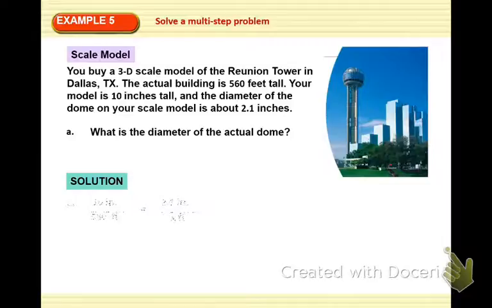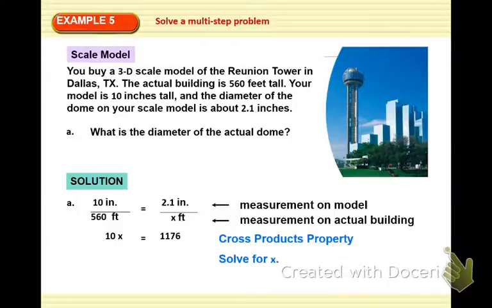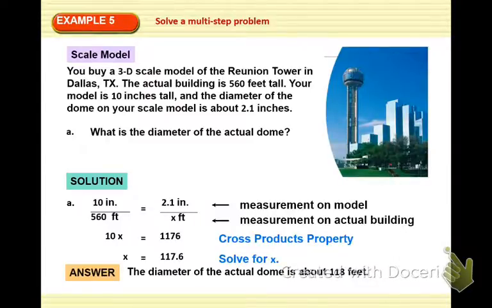Okay, so they did it the other way. They put inches on top and feet on the bottom. Like I said, it doesn't matter. You cross multiply, and you get 117.6 inches would be the diameter of the model. So 117.6 feet would be the actual distance for the diameter. Any questions? Everybody has it? Okay.